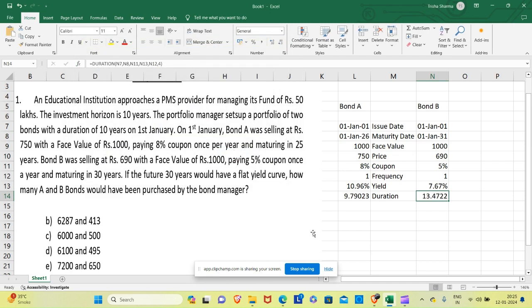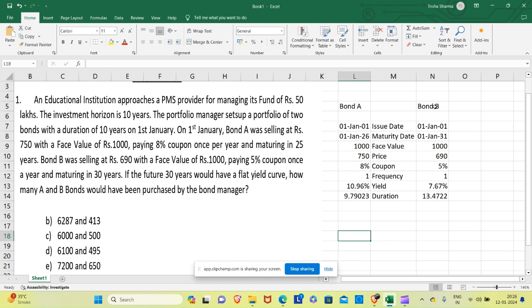So we have two bonds. One bond has a duration of 9.7 and the second bond has a duration of 13.47. So what do we do now? Now we find out how many bonds have to be invested in. So how do we work on it? We'll work on it this way. To find out the duration of the portfolio of the bonds, remember we have two bonds here, bond A and bond B. So we can find out the portfolio duration.